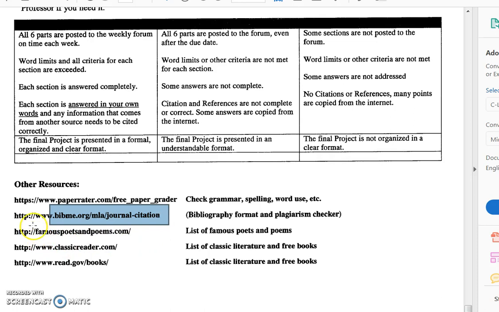A couple of places to look. There are famous poets and poems, which we did a little bit of in the poetry before, but Classic Reader, read.gov/books, has some literature and poetry right there. I don't know if you saw that before, but it's good to help you continue your learning about literature.